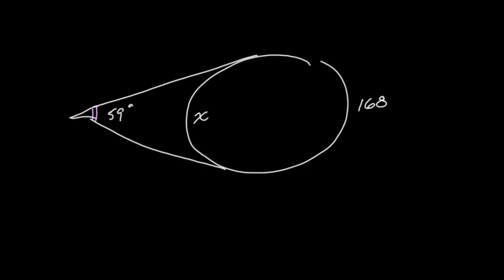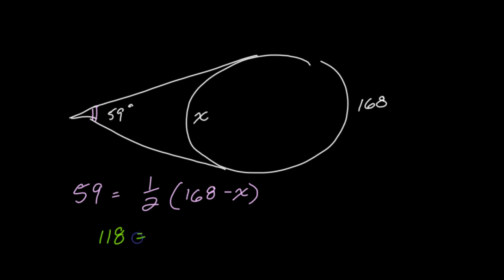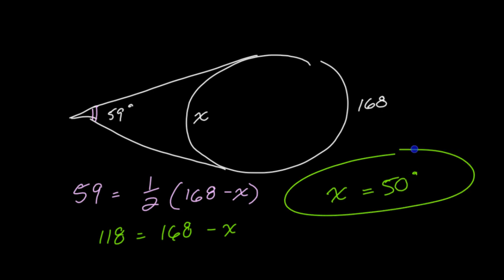So 59 is really 1/2 the difference of those. So we're just going to fill that in the equation. 59 equals 1/2 the difference. Let's take 168, subtract x from it. Solve that out. We'll multiply each side by 2. You get 118 equals 168 minus x. The algebra on that's going to leave us with x equals 50 degrees.